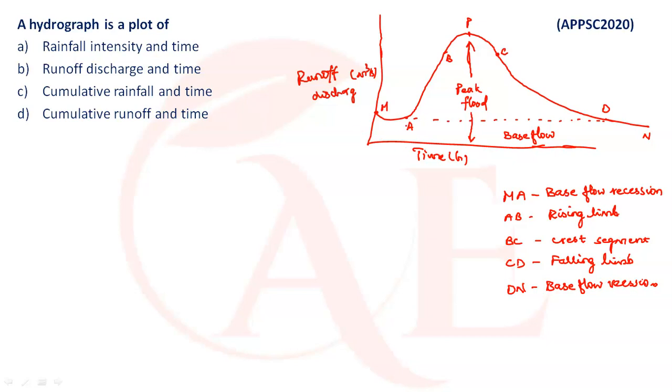It represents the base flow recession from this point to this point, and A to B represents the rising limb. B to C represents the crest segment, where P denotes the peak flow during the rainfall. C to D represents the falling limb, and D to N is known as the base flow recession. So a hydrograph is a plot of runoff discharge and time. So option B is the correct answer. In upcoming slides we can see what base flow, interflow and prompt flow are.